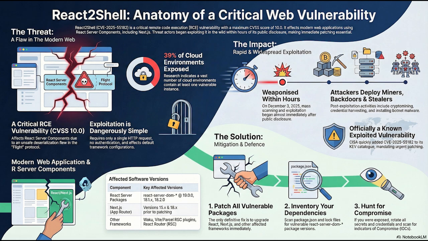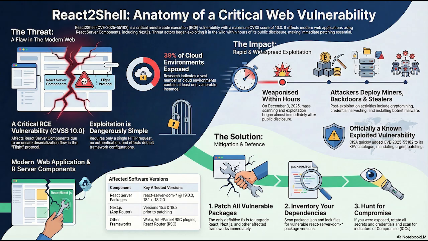Okay, let's unpack this. Today, we are diving deep into a vulnerability that, frankly, sent seismic waves through the modern web development community. It really proved once again that complexity is the enemy of security. We are talking about a critical flaw that targeted the JavaScript ecosystem, one that instantly earned the terrifying nickname React2Shell. And it really earned that name. Absolutely.